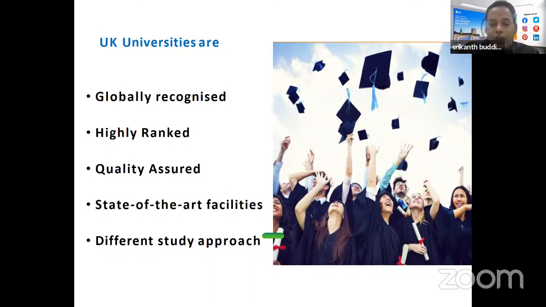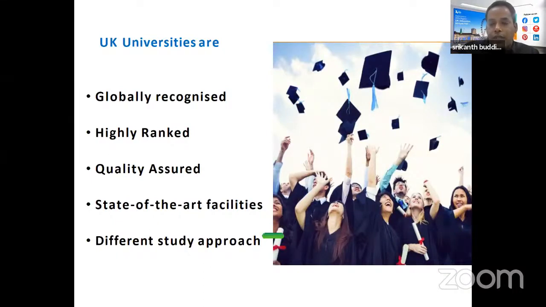So they will provide all the facilities, like we are having a 24/7 library, health and well-being, student union, and a different study approach. In India, we will get theoretical knowledge, but in the UK, you will get more practical knowledge.